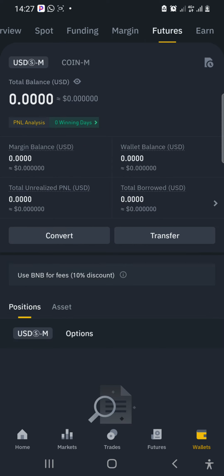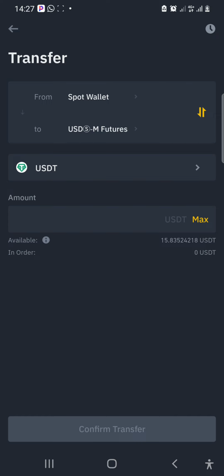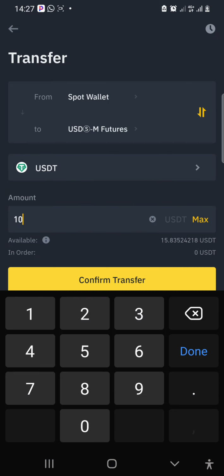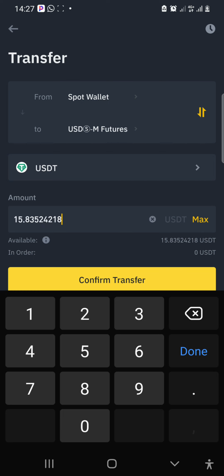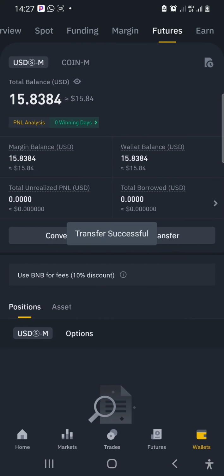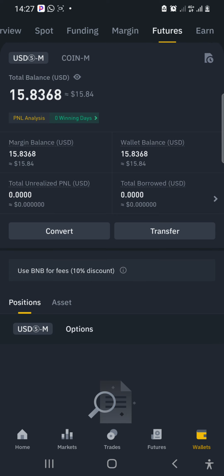So I'll go to futures, you can see there's nothing in it. So I transfer from my spot wallet. You can transfer any amount you want to use, but I'll be using the maximum amount. So let's confirm transfer. That's the first step. If you had money there before, there's no need to transfer. You can see it's a clean account. You can also decide to hide your balance, depending on what you want for yourself.